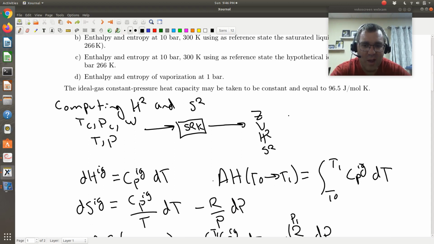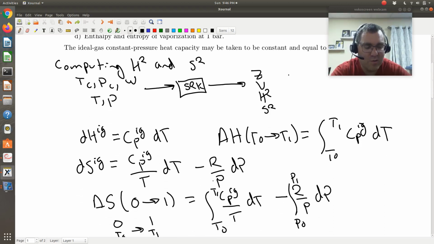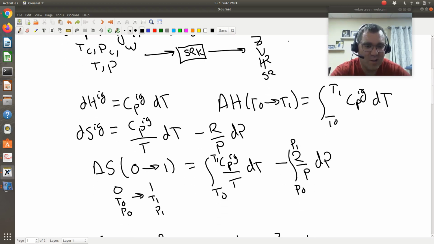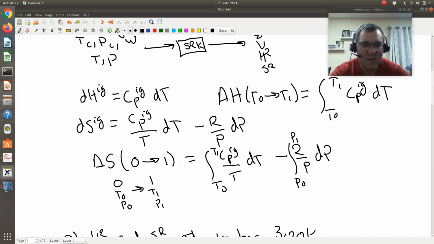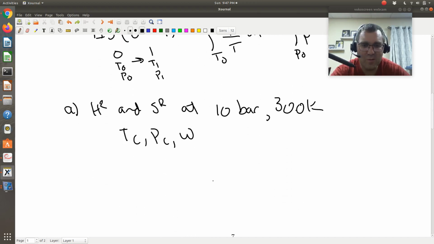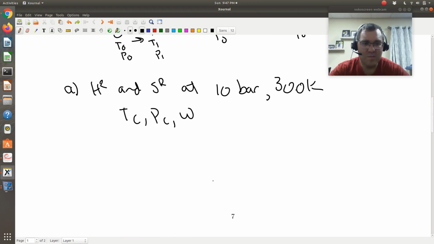We're told that the ideal gas constant pressure heat capacity could be taken to be constant and equal to 96.5 joules per mole Kelvin. So when it comes to our integrals, Cp is just constant. All right, and so delta H just becomes Cp delta T. And here Cp is constant, this becomes Cp log T1 over T naught. So, log ratio of temperatures. Okay, so you could just plug into our MATLAB code and get HR and SR.